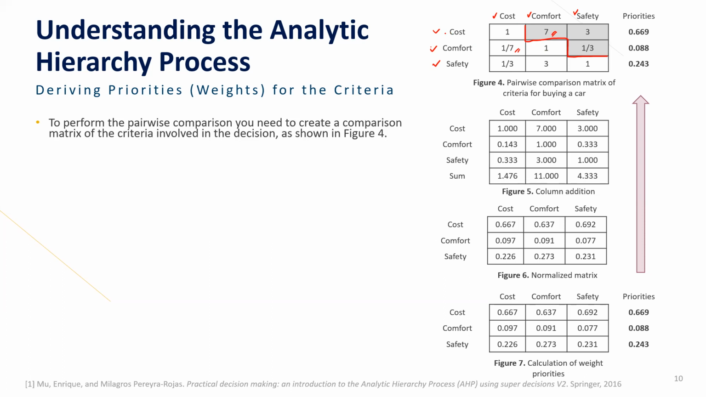Then you compare cost and safety. Cost is still more important for me, so I give 3 here. Safety is 1 out of 3. And the last one, I need to compare comfort and safety. I think safety is more important, so safety got 3, and comfort got 1 out of 3, so you write 3 here. And by default, the diagonal cells should always be 1. So you get the assessment already.